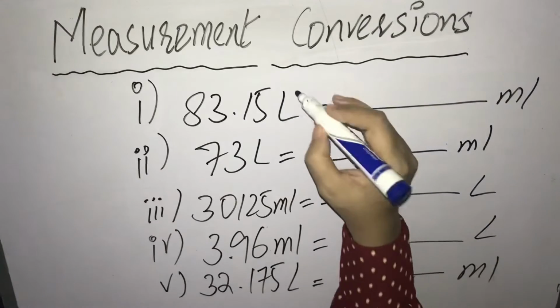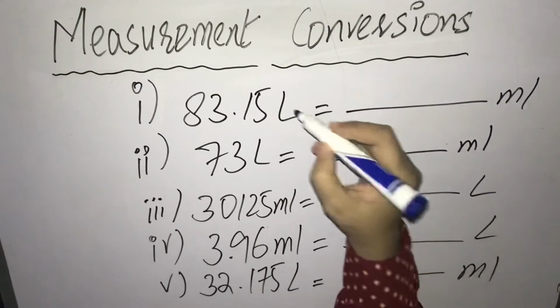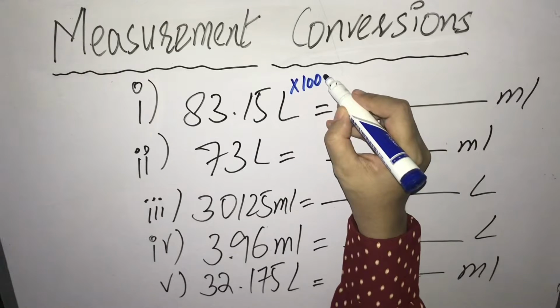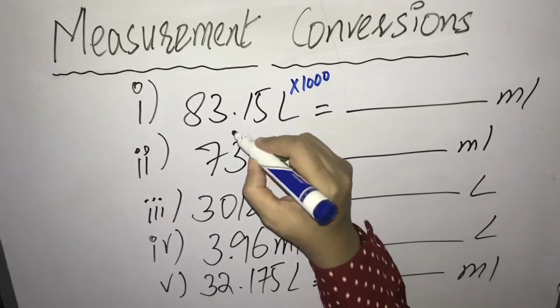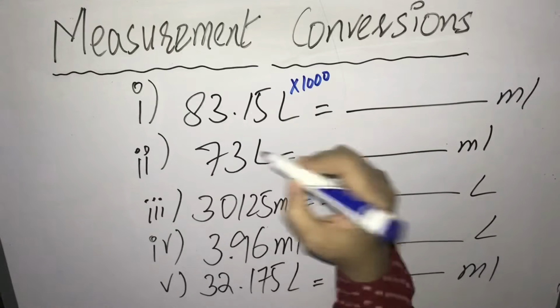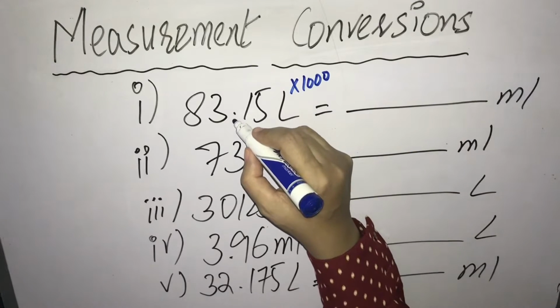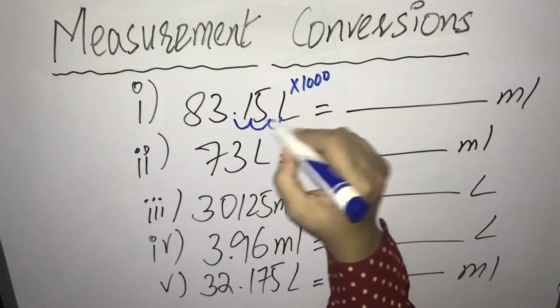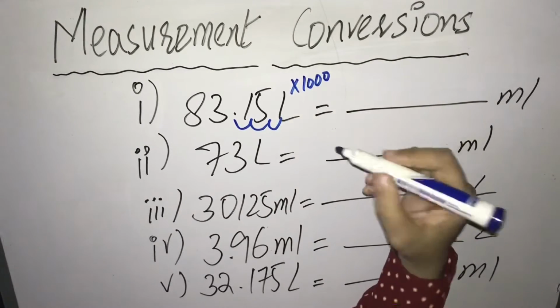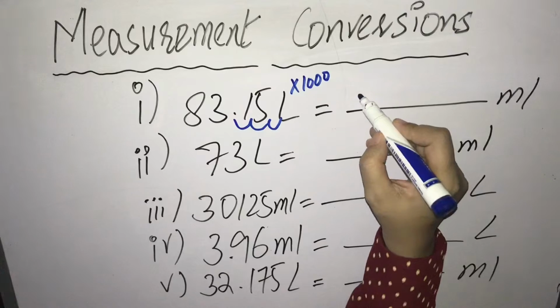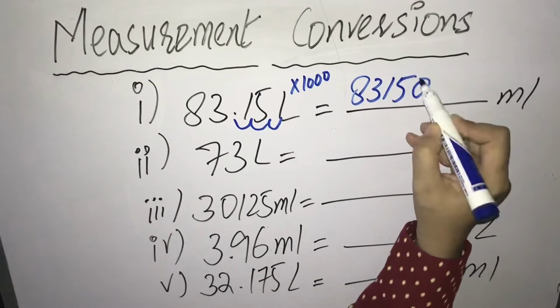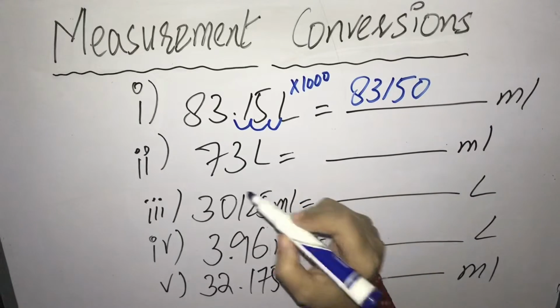As the relation between liter and milliliter is 1000, when we go from liters to milliliters, we will multiply with 1000. Right now we have 83.15, so this decimal will move towards the right side 3 digits. As there are only 2 digits present, we shall create a 0 of our own and our answer will be 83,150.